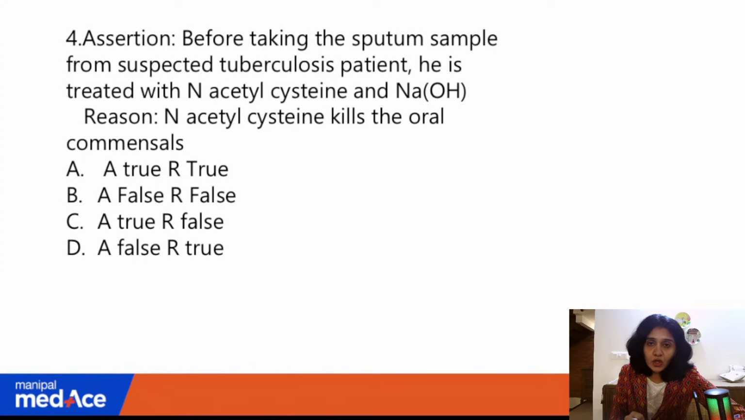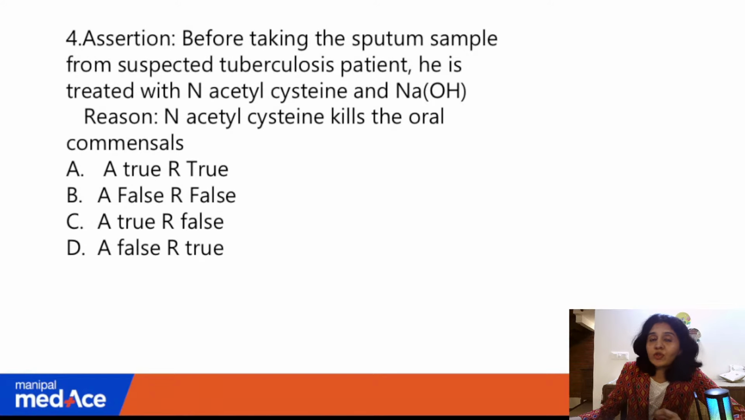This is from tuberculosis topic. I'm sure Dr. Meenakshi has covered this in microbiology, but since this is tuberculosis, one of you had asked me, all right, that's why I'm covering this here. What is this question? There is an assertion plus the reason. So we need to see what is correct, what is not, or if both are correct. So assertion is, before taking the sputum sample from suspected tuberculosis patient, the sputum is treated with N-acetylcysteine and sodium hydroxide. The reason given is N-acetylcysteine kills the oral commensals. So what is correct here? Assertion, reason, or both correct, both false?